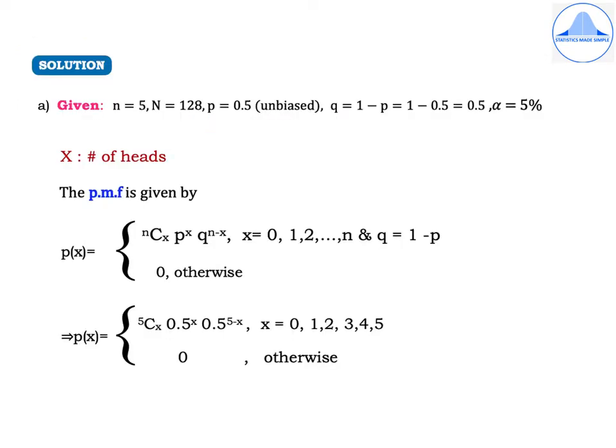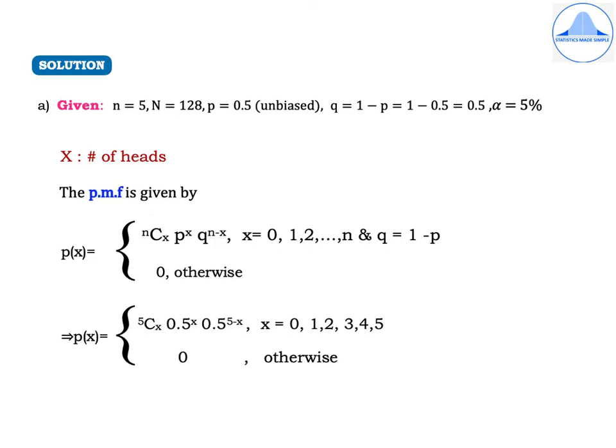Starting with the solution for the first subdivision, write given small n is equal to 5. Then capital N is equal to 128. Now because of the word unbiased in the problem, the probability of getting a head is 0.5. So P is equal to 0.5 or half, and within brackets you can write the reason: because the coins are unbiased. Then find out Q, which is 1 minus P, which is 1 minus 0.5, which is equal to 0.5. And since alpha is not mentioned in the question, you take it as 5%.